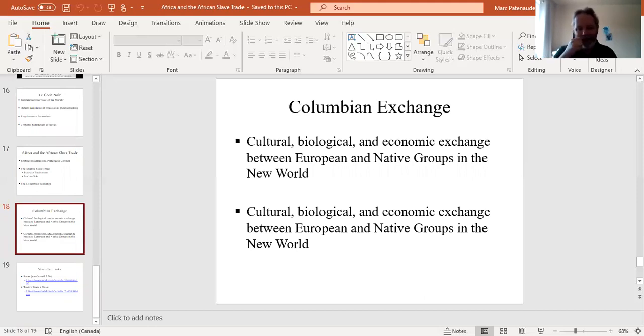So when we're talking biological exchange, that's relatively straightforward. We're talking exchange in diseases. The New World's getting diseases that they've never had exposure to. Europe is getting exposure to similar diseases. Biologic can also include flora, plants, fauna, animals. Potatoes going to Europe, sugar coming to the New World, for example.